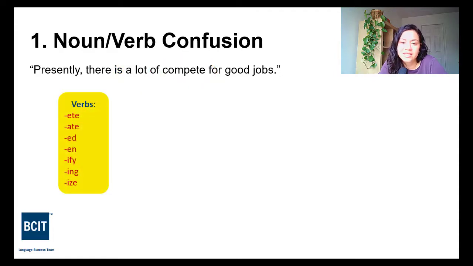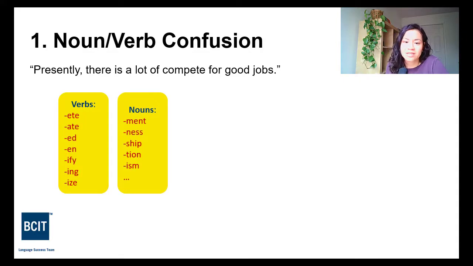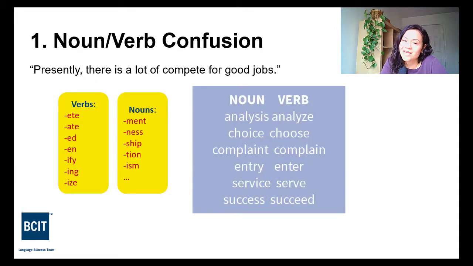Verbs commonly end in these ways depending on the person, number, or tense: ate, ed, en, ify, ing, or ize. Nouns have many more endings, but some of the more common ones are ment, ness, ship, tion, and ism. Some common confusions of nouns and verbs include analysis and analyze, choice and choose, complaint and complain, entry and enter, service and serve, success and succeed.